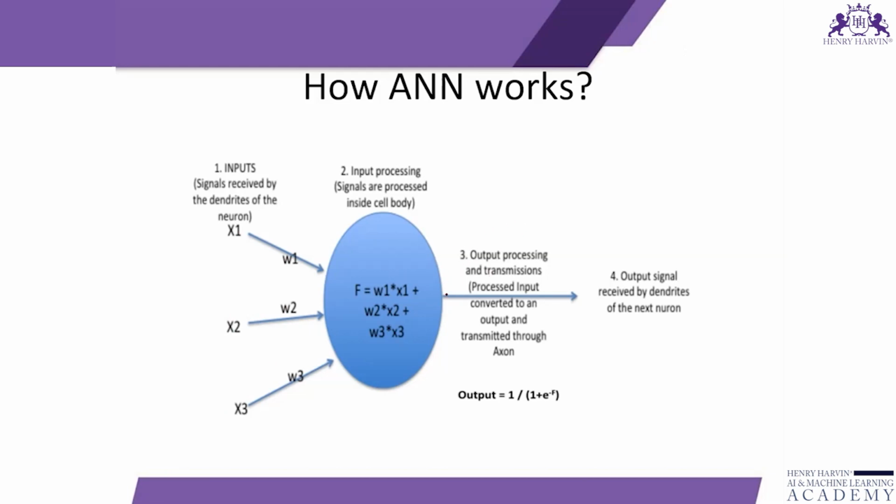Now the next step is output processing and transmission. The processed output is converted into an output and transmitted through the axon, right? Now the output signal is received by the dendrites of the next neuron. So there could be any type of output, which is actually dependent on the activation function.